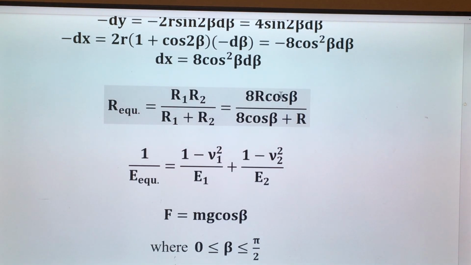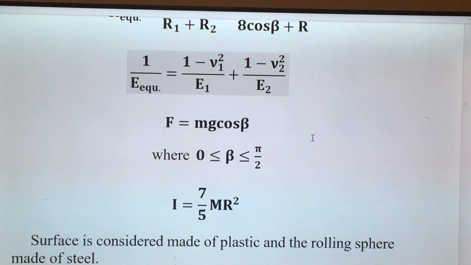The radius of curvature of the cycloid and the radius of the circle, R. So 1 over E equivalent is this, and F is mg cos beta. Because it's static, I won't add the component plus mv square over rho, because they have done the analysis of a static indentation mark on both the surfaces, where beta is between 0 and pi by 2.